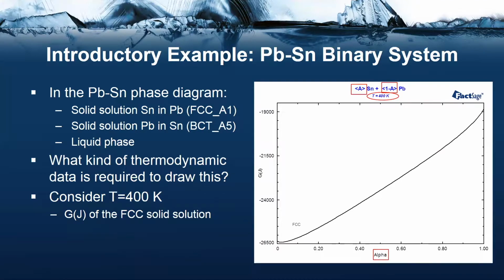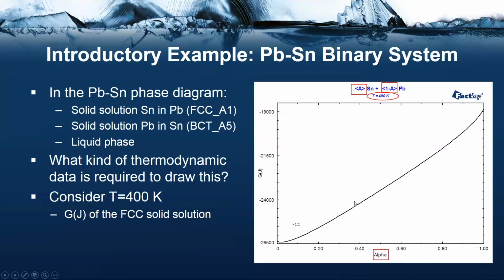At this temperature, the function describing the FCC solid phase can be described as the figure illustrates. So you have the Gibbs free energy here in joules, and you have the alpha here, which represents the A up here. So if A is 1, that means that we have only tin. And if A is 0, that means that we have only lead. So this is essentially the mole fraction of tin. Keep in mind now that this is the Gibbs free energy function of the FCC phase.